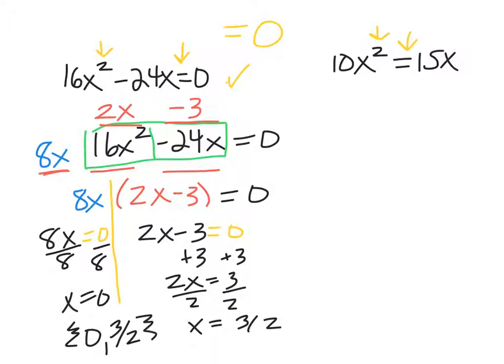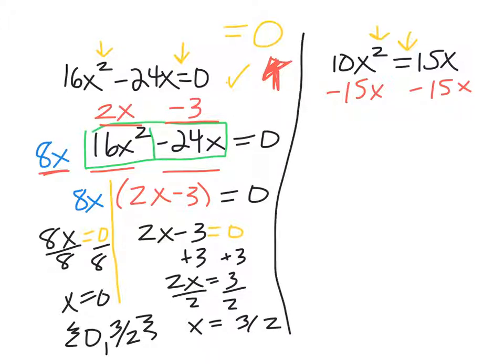Now, what did I say the first step is if we're solving by factoring? If we're solving by factoring, it has to be equal to 0. So looking at this, I'm not equal to 0. How could I get it equal to 0 if it's currently equal to 15x? We're going to subtract 15x from both sides. But those aren't like terms. I can't combine squareds and x's. So this is going to give me 10x squared minus 15x equals 0.